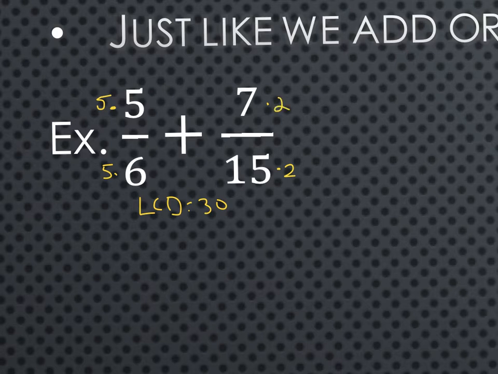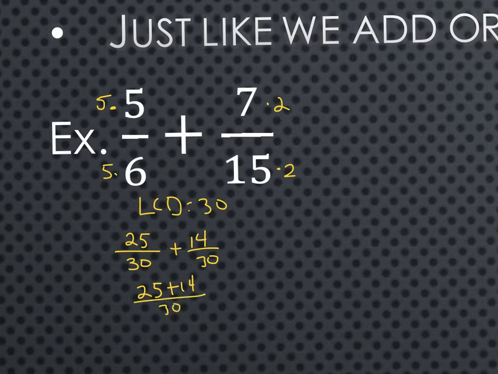So the first fraction becomes 25 over 30. The second fraction becomes 14 over 30. Back in the day, all you did from there is add the numerators. I want you to get into a habit of writing it as one giant fraction. And we only add the numerator. We do not add the denominator. That is a very common mistake that I will see. And this ends up being 39 over 30.